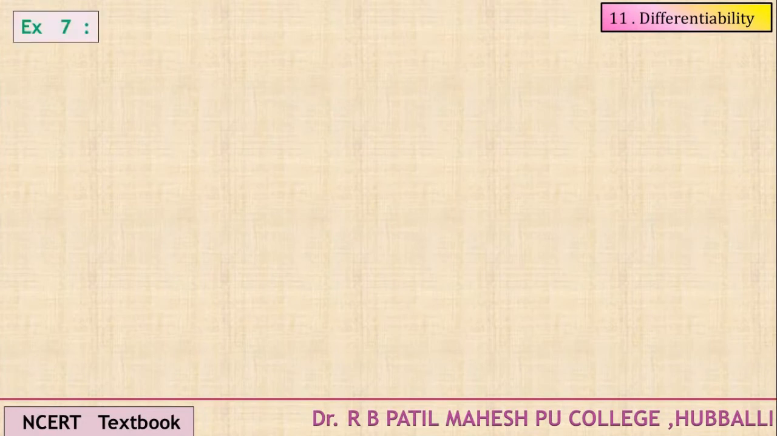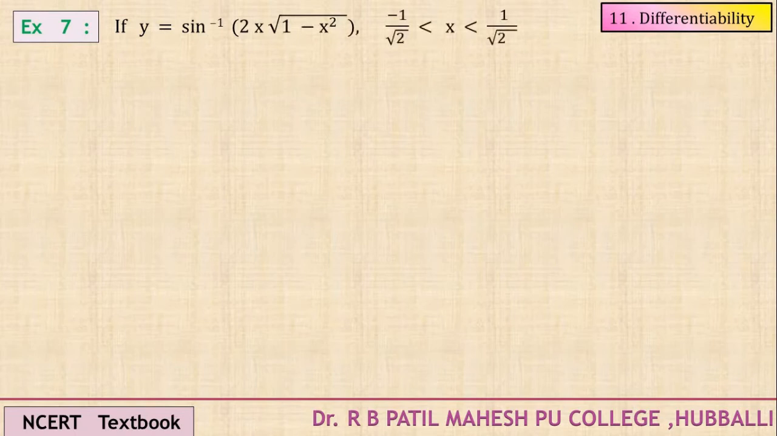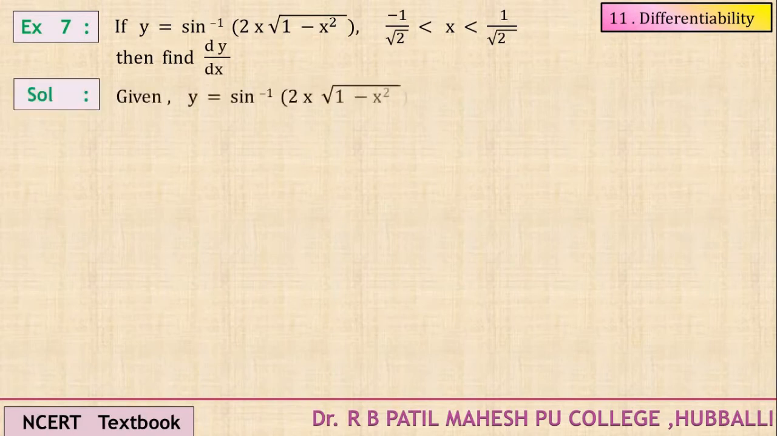Now see the next example. If y is equal to sine inverse of 2x into root of 1 minus x square, x is less than 1 by root 2 and greater than minus 1 by root 2, then find dy by dx. First you write the given function, y is equal to sine inverse of 2x root of 1 minus x square. Now look at this expression, students. This is root of 1 minus x square. In the last video I discussed what substitution we have to take if it is a root of 1 minus x square expression. So x is taken as sine theta or cos theta. So here I will take x equal to cos theta.